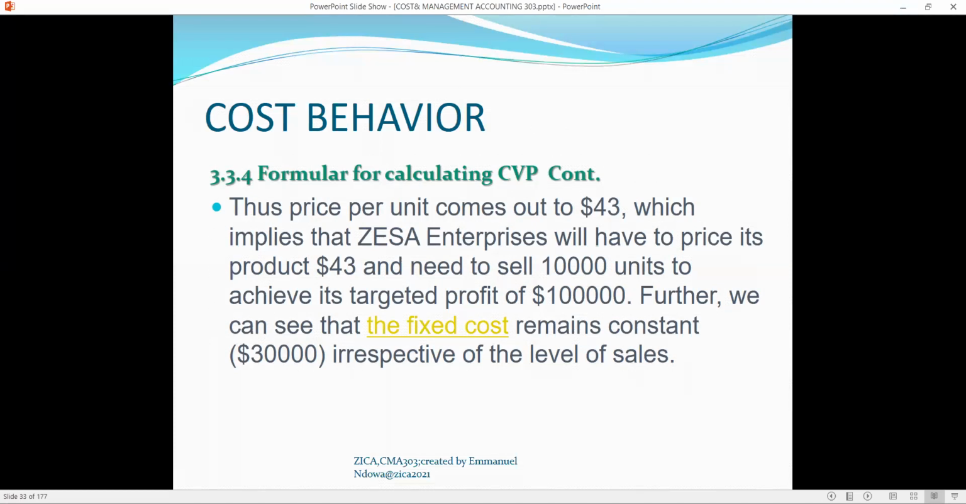You can see now. Further, we can see that the fixed costs remain constant, as I've been saying earlier. The fixed costs do not change in line with the volume of production, isn't it? And then the 30,000 irrespective of the level of sales. So if you look at our earlier graph, despite the fact that you have produced fewer products, you still have to pay the fixed sum of rental per month. Despite the fact that you have produced more units, you still have to pay the same.